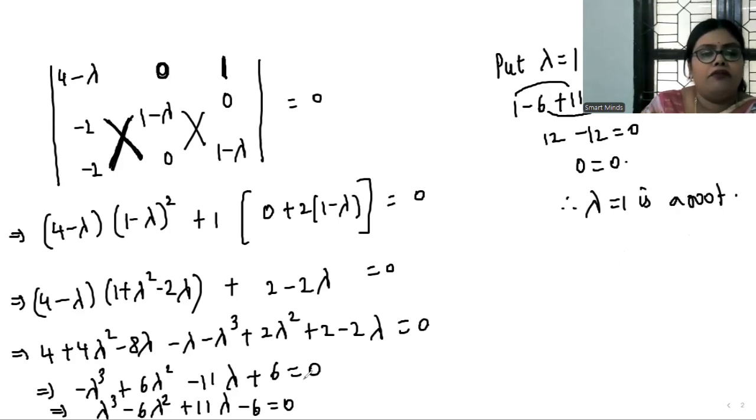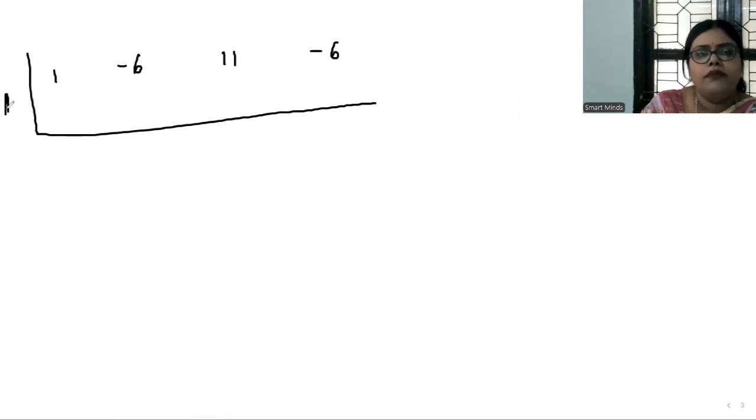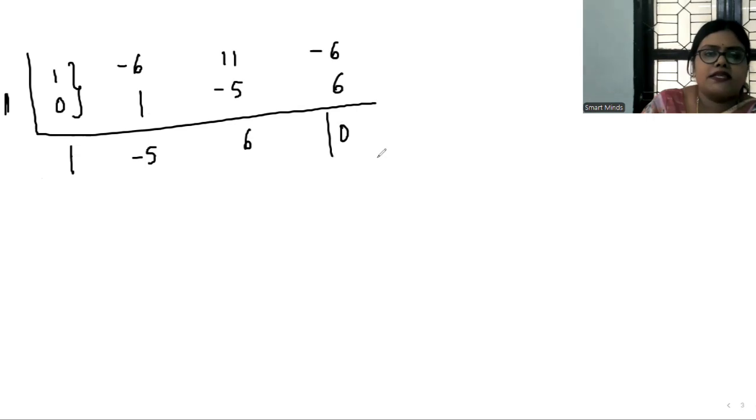Now you got one root, but we want the remaining two roots also because it is a cubic equation. So we will do this by synthetic division. Now look at this step. I am just taking the coefficients: 1, minus 6, 11, minus 6. Now 1 is a root, right? So I am writing 1 over here. Always take the first number as 0. Now add this. 1 plus 0 is 1. 1 into 1 is 1. Minus 6 plus 1 is minus 5. Minus 5 into 1 is minus 5. 11 minus 5 is 6. 6 into 1 is 6. Minus 6 plus 6 is 0.